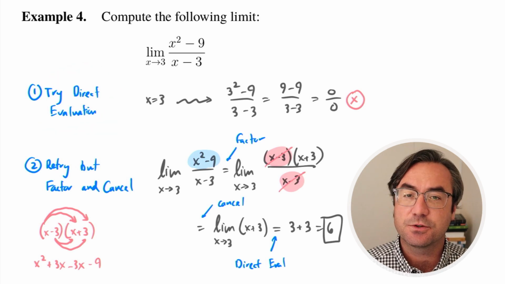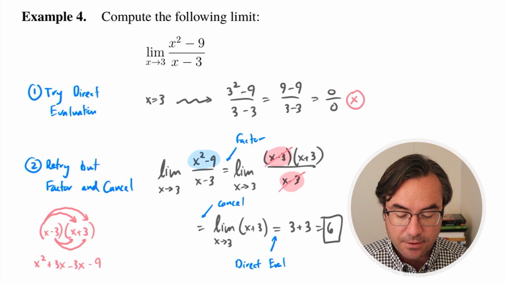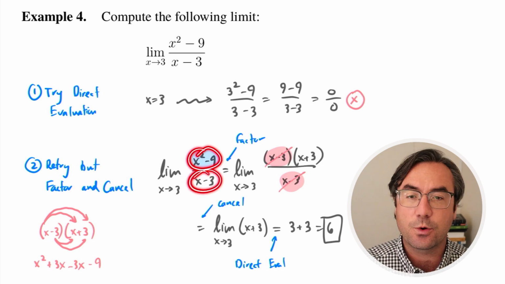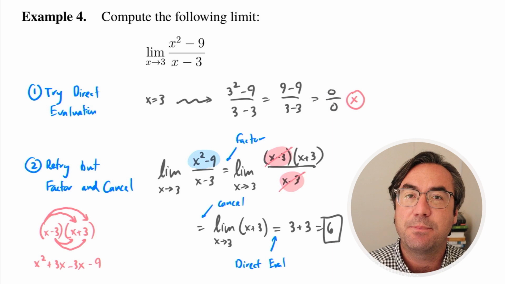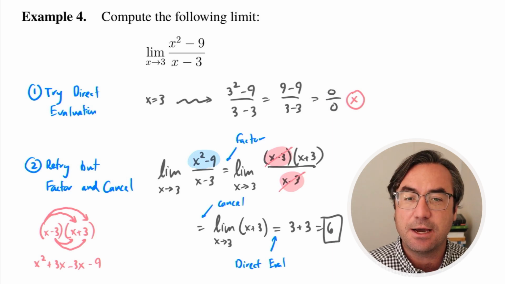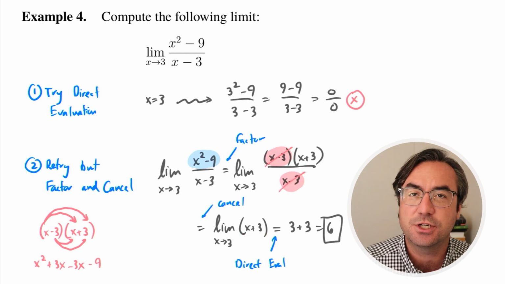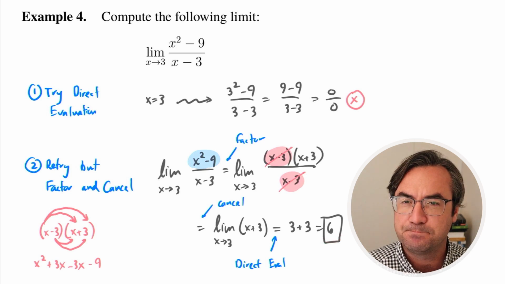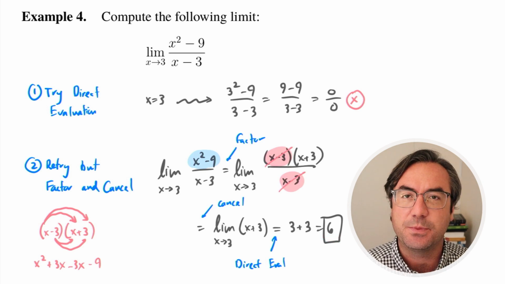So this is the idea for rational functions and polynomials. Try direct evaluation first. A lot of times it'll work, and you're done. If it doesn't work, well then we retry it, but with factoring and canceling. So you want to try to factor the numerator and denominator as much as you can. And then because we got that 0 over 0, there should be factors on both the top and the bottom that match up, so you can cancel those out. And then as soon as you do that canceling step, take the simplified version of the function and just try direct evaluation again. And it should work out. Maybe there's other things you have to factor, but ultimately we can get down there.